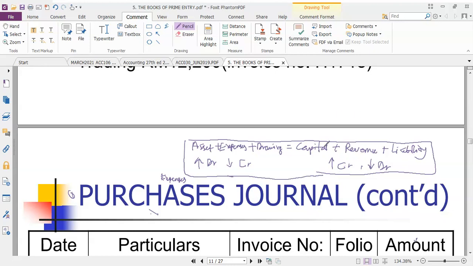So liability, revenue, capital ni memang awak kena pegang. Bila dia bertambah memang kredit. Dia akan terbalik dari asset, expenses, drawing tadi. Increase credit, decrease debit. Boleh Syahidah? Lepas ni kalau saya tanya soalan boleh.